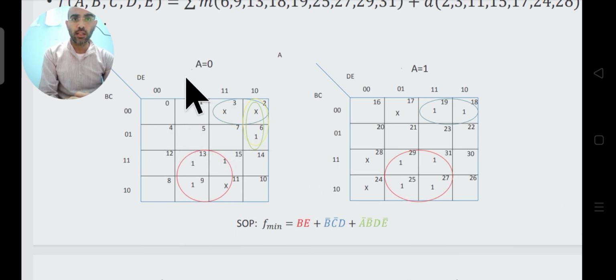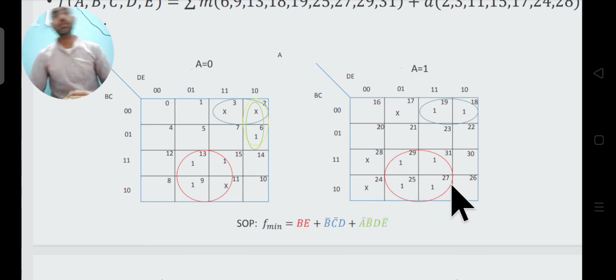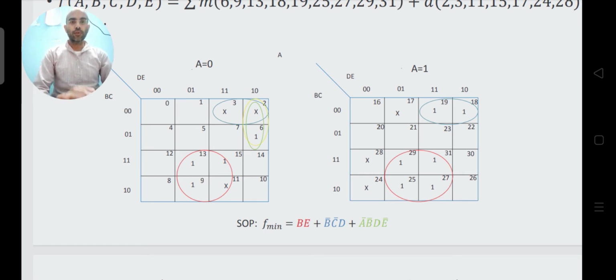So this is one square containing 16 cells and there is another square which is containing 16 cells. So two separate groups we have formed. In this particular square of 16 cells, A will be considered 0, whereas in this particular square, A will be considered 1.